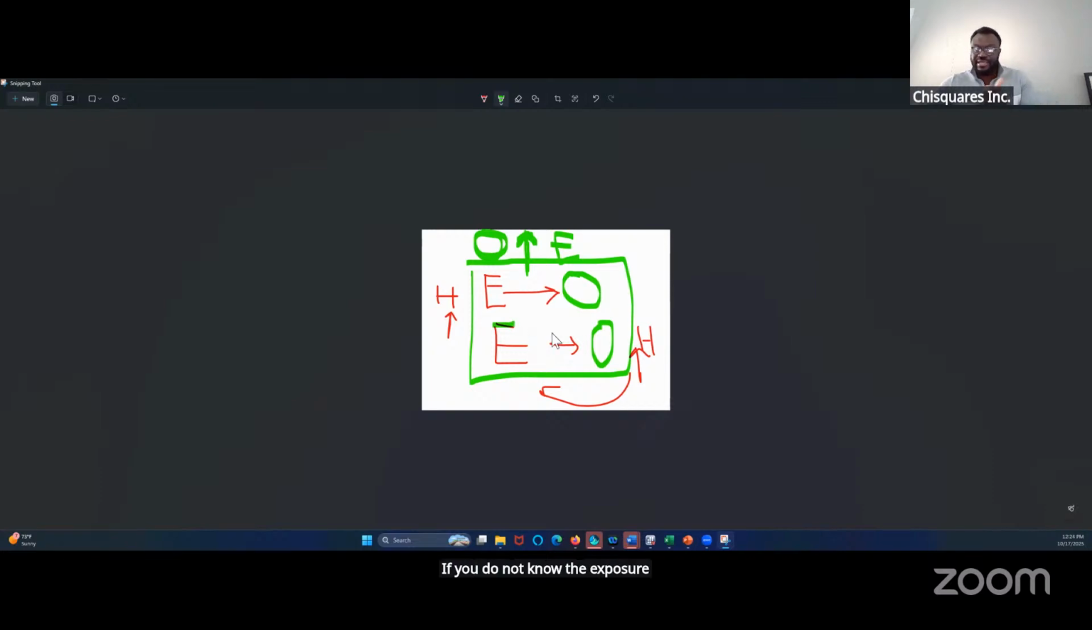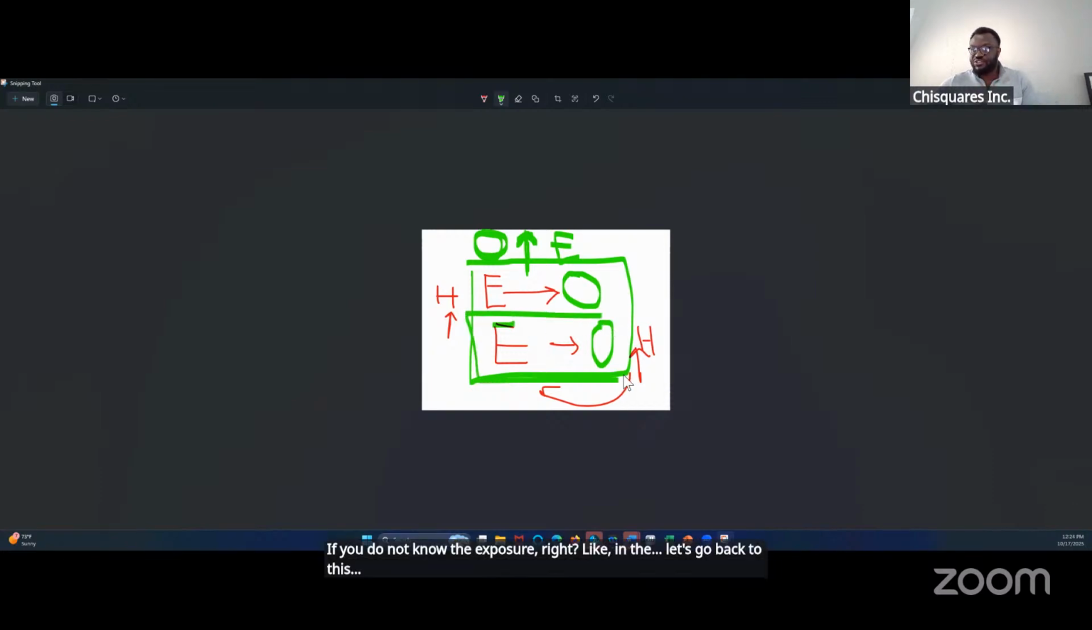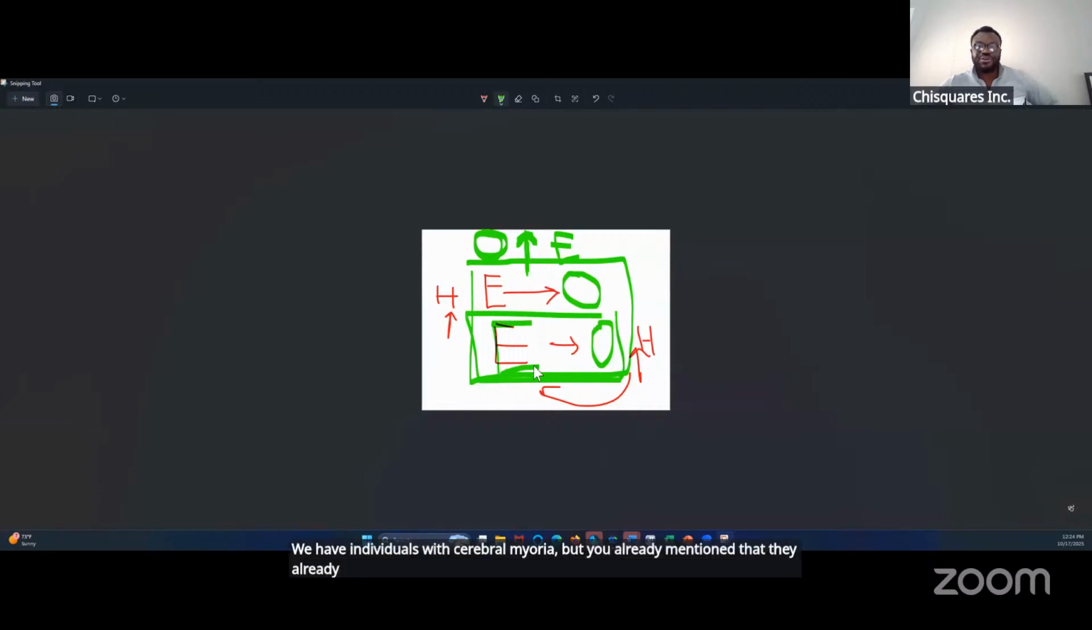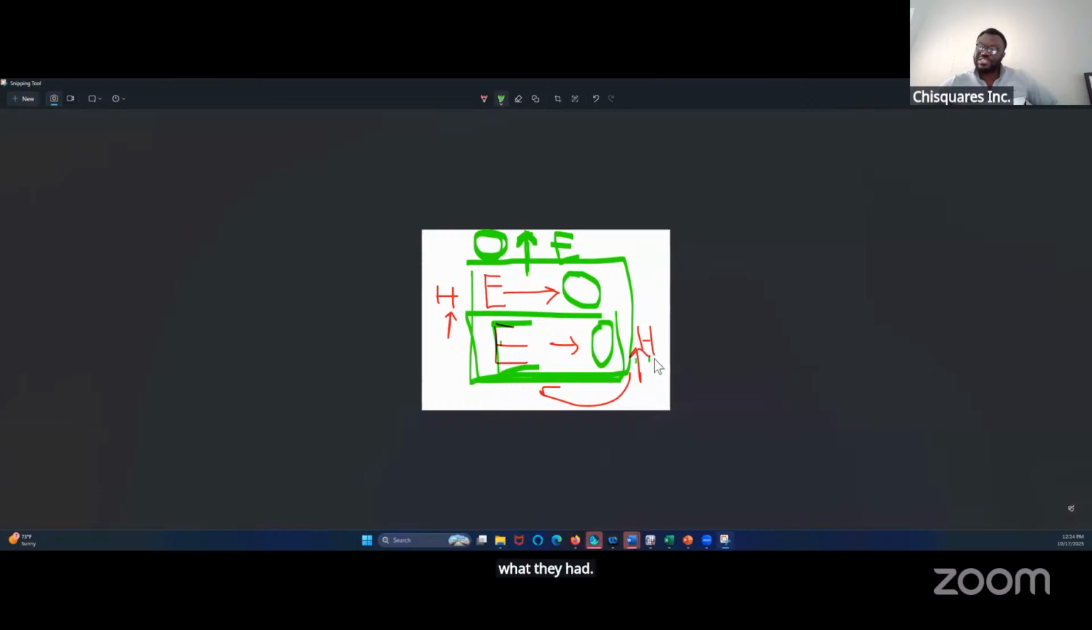Let's go back to the case study the individual made. We have individuals with cerebral malaria, but you already mentioned that they already had treatment. So you already know at this point in time what they had. So the question here that matters is, when you come here, what do you know at this point? Do I know the outcome already? Or am I looking for the outcome?